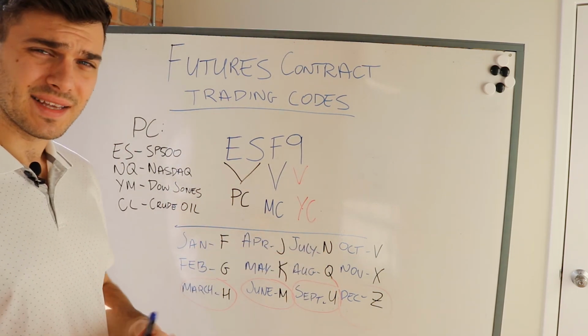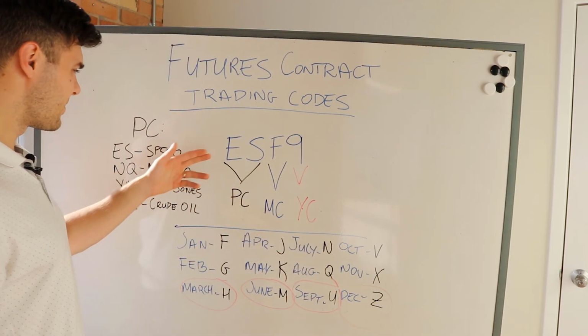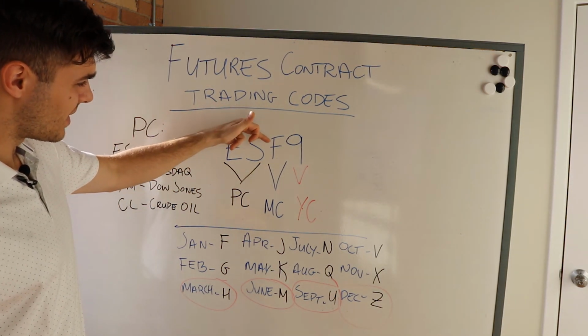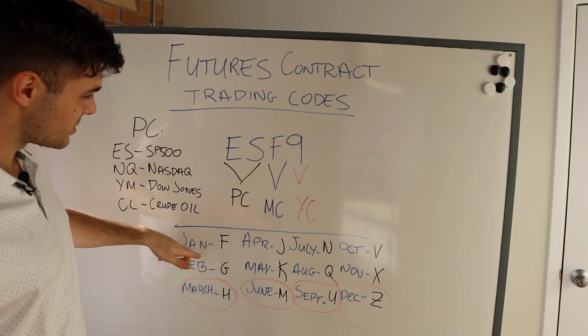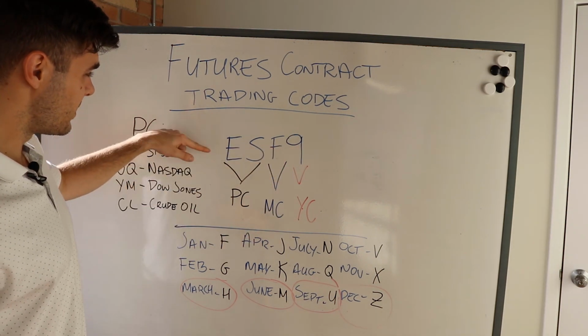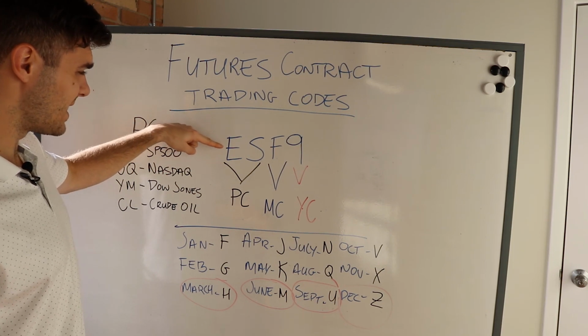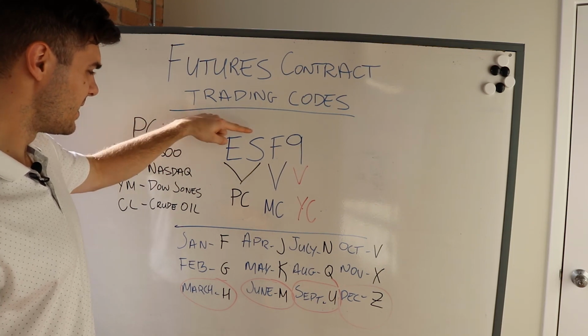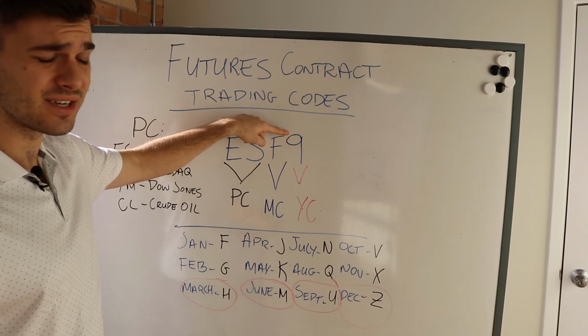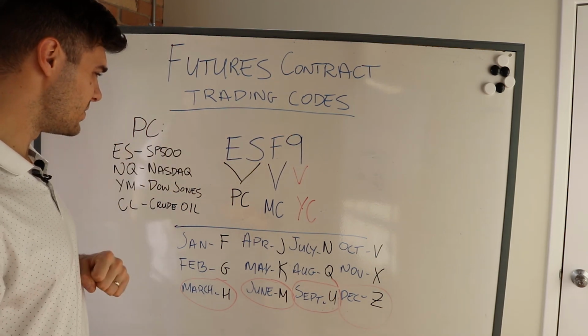So with that said, that's kind of how you put together this code here. So in this case, you've got the ES, you've got the F, which is a January contract, and you've got the 9, which is the yearly code. So this contract itself is the S&P 500 contract. That's the January contract, the January 2019 contract. So that is how you would use this.